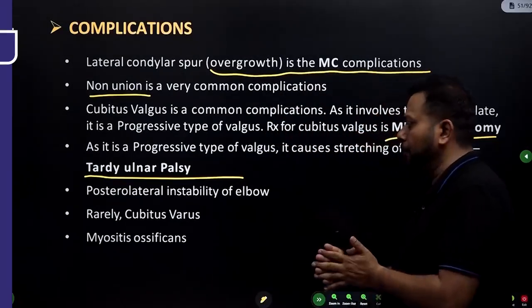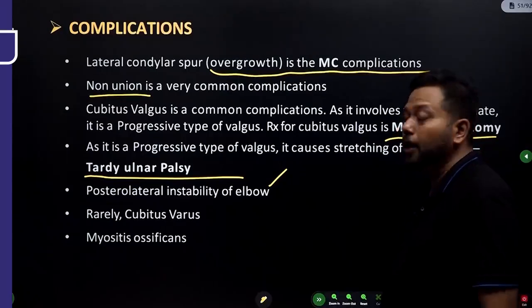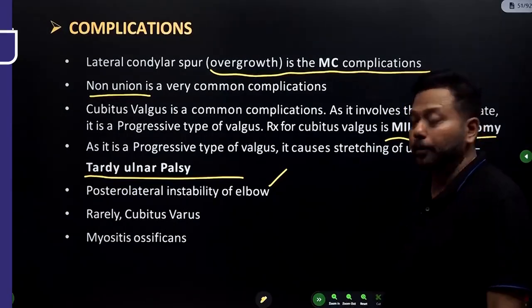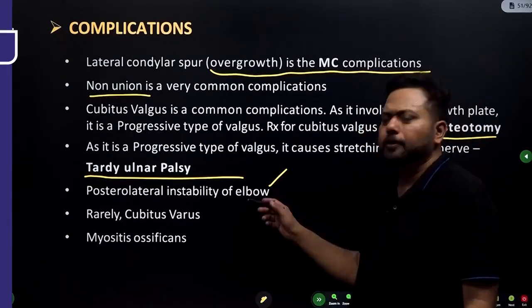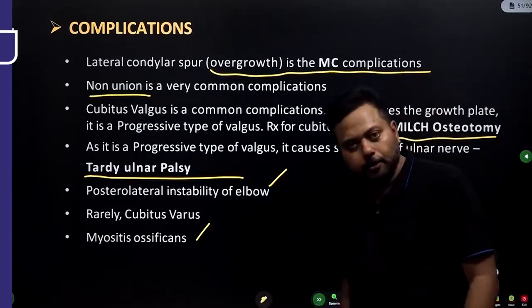Concentrate. And posterolateral instability of the elbow. Lateral condylar fracture always causes elbow instability. Supracondylar fracture will not cause elbow instability. Rarely cubitus valgus, that is not important. As usual, since it's around the elbow joint, myositis ossificans.